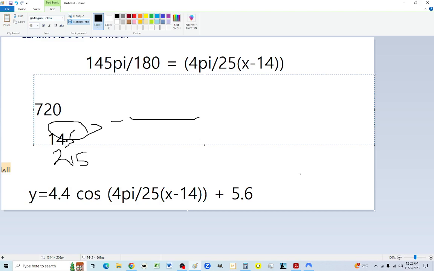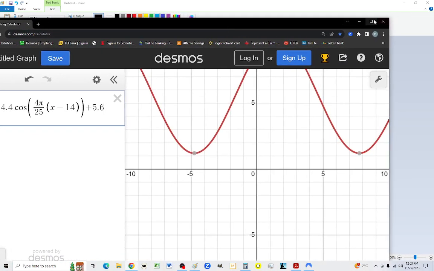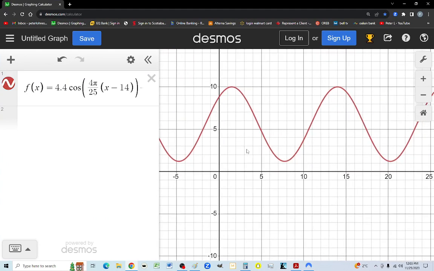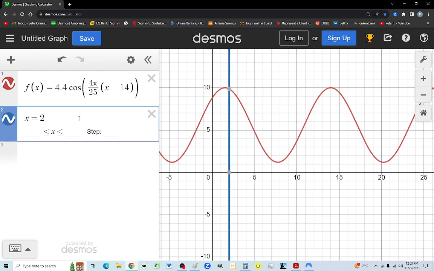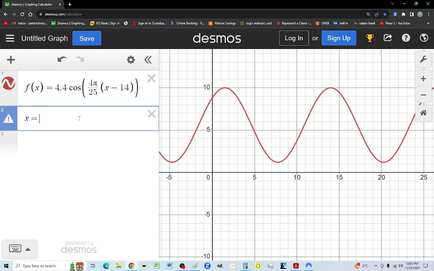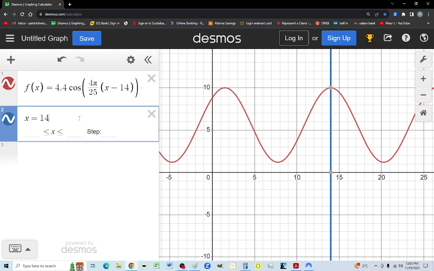Let's pull up Desmos first. In Desmos, I'm going to do f of x is equal to 4.4 cos 4 pi divided by 25 times x minus 14, and then plus 5.6. We'll just see if we modeled it right first. So here's the model. It, of course, starts at midnight. We determined the max was at 2 p.m., so 2 p.m. plus midnight is 14. So there's the max, so I got it.